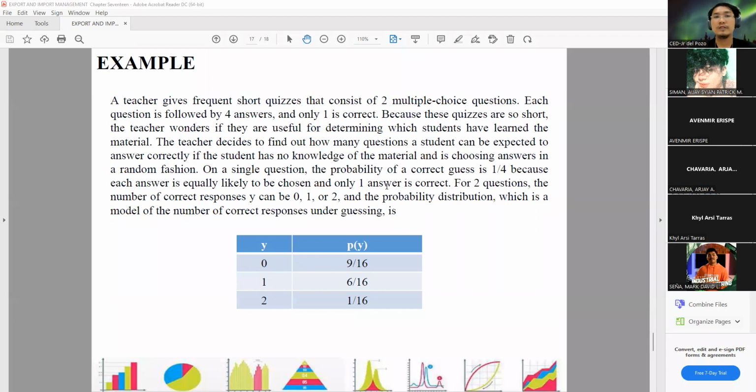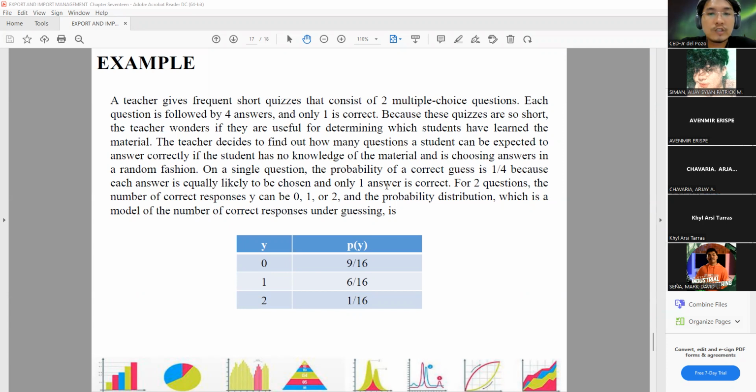Now, for example, a teacher gives frequent short quizzes that consist of 2 multiple choice questions. Each question is followed by 4 answers and only one is correct. Because these quizzes are so short, the teacher wonders if they can be useful for determining which students have learned the material. The teacher decides to find out how many questions a student can be expected to answer correctly if the student has no knowledge of the material and is choosing answers in a random fashion.